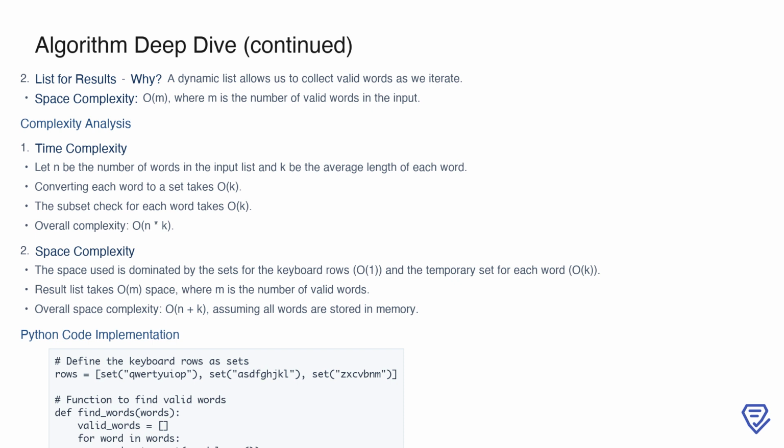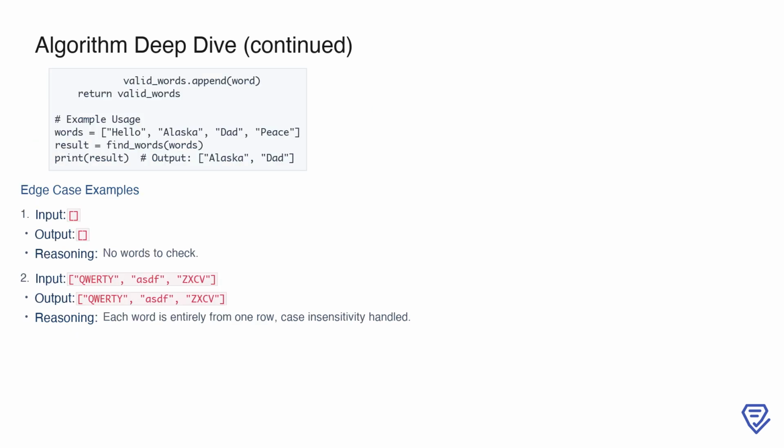let n be the number of words in the input and k the average length of each word. Converting each word to a set takes O(k), and the subset check for each word also takes O(k). Since we process all words, the overall time complexity is O(n * k). For space, the predefined sets take O(1), while the temporary set for each word takes O(k). The result list requires O(m) space, so the overall space complexity is O(n + k), assuming the input is stored in memory. The Python implementation of the algorithm begins by defining the keyboard rows as sets.